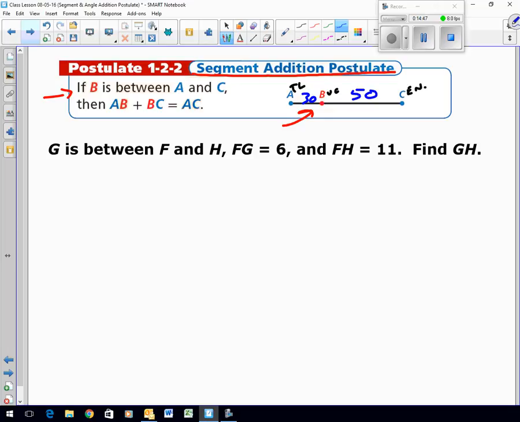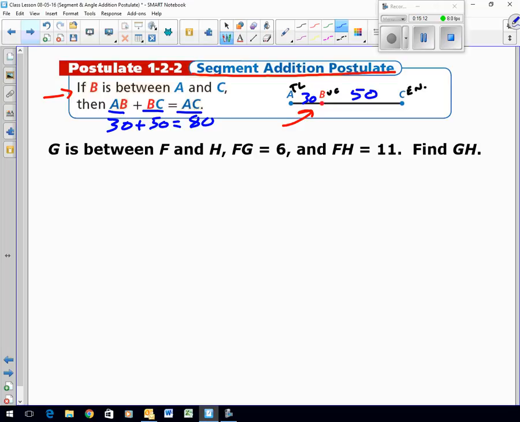But we don't need to worry about linear equations, right? You know what I'm saying? We're way easier than that. From A to B is 30. From B to C is 50. 30 plus 50, right? That's all this tells me to do. Y'all see that? AB, which is 30, plus BC, which is 50, equals what? 80.